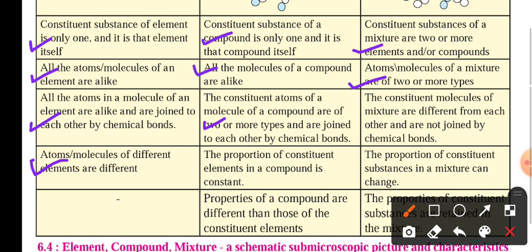When we talk about a compound, the proportion of the constituent elements in a compound is constant. Proportion is constant, that is the most important part. Like with nitrogen dioxide, each and every molecule of the compound will have one nitrogen and two oxygen. That is going to be fixed. Whereas in a mixture, the proportion of a constituent substance can change. If I'm talking about air, different places have a different composition. In some places carbon dioxide is more, in some places oxygen is more. So it can be different at different places.